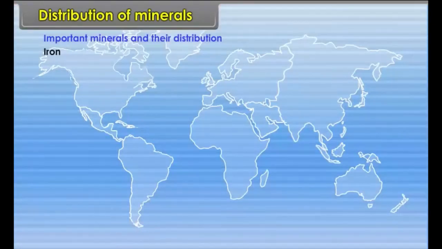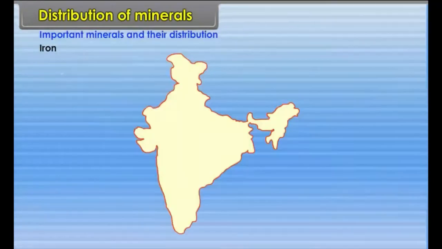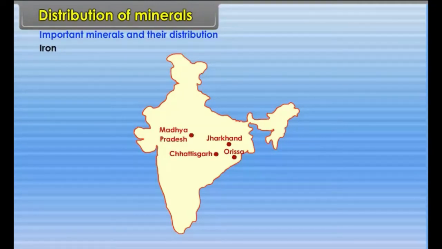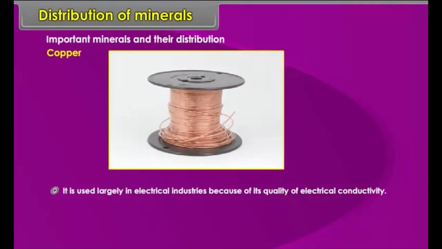Location: World, Ukraine, Kazakhstan, USA, China, India, Brazil, France, Germany, South Africa, etc. In India, Jharkhand, Orissa, Chhattisgarh and Madhya Pradesh. Copper. It is used largely in electrical industries because of its quality of electrical conductivity.